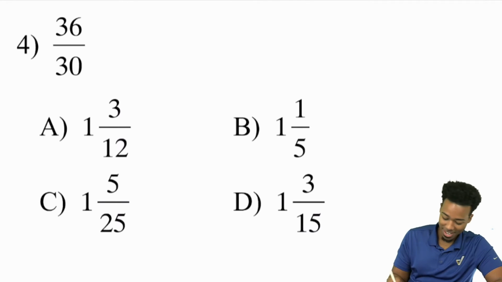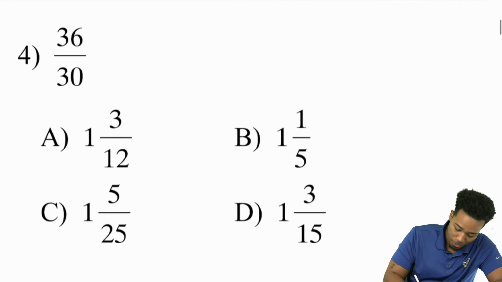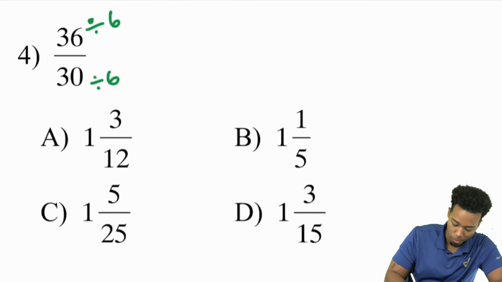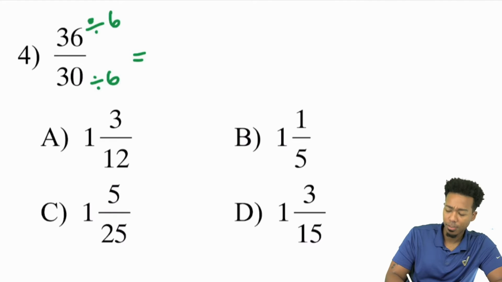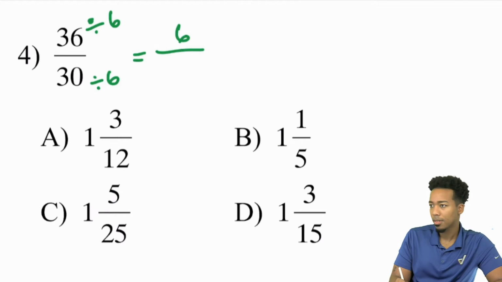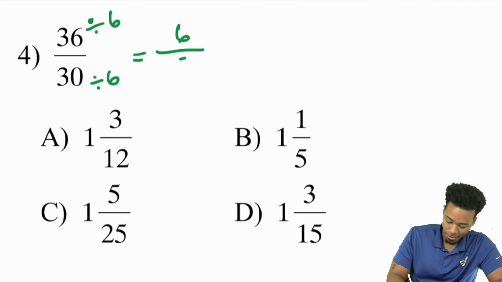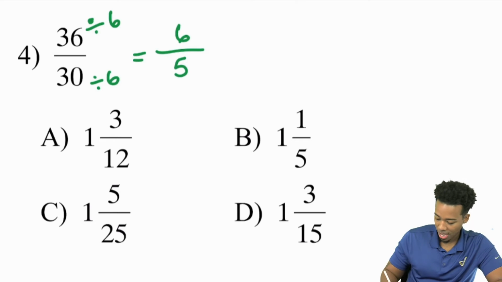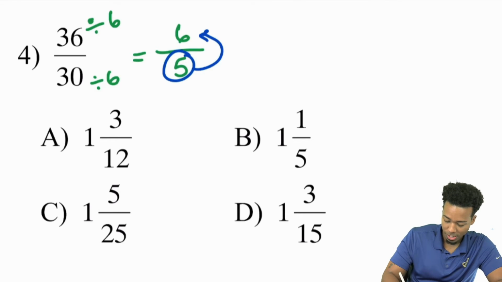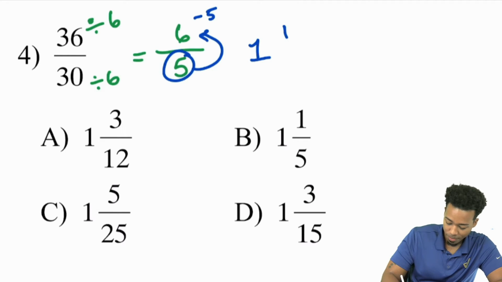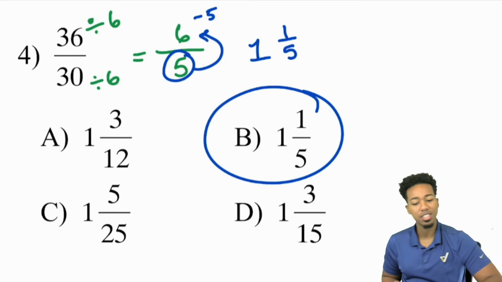So step 1 here, go ahead and simplify. Here we go. We're going to divide each of these by 6, because 36 and 30 are both divisible by 6. 36 divided by 6 is 6. 30 divided by 6 is 5. 6 over 5, then you're going to ask yourself, how many times does 5 go into 6? 1 time. Then you take away that 5, and you're left with 1/5. 1 and 1/5 would be the answer.